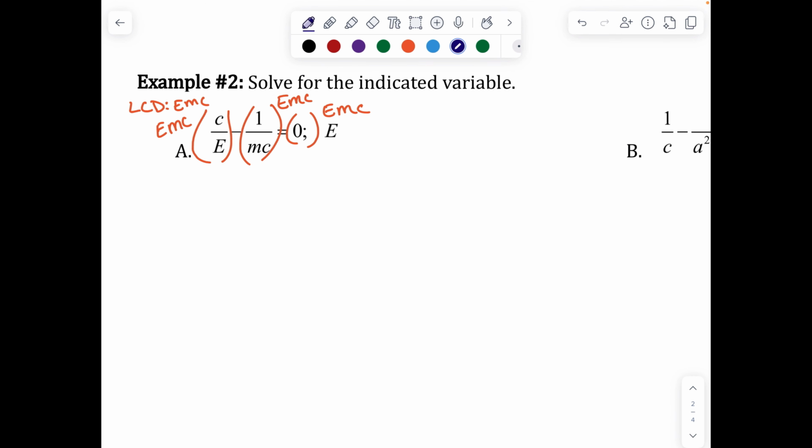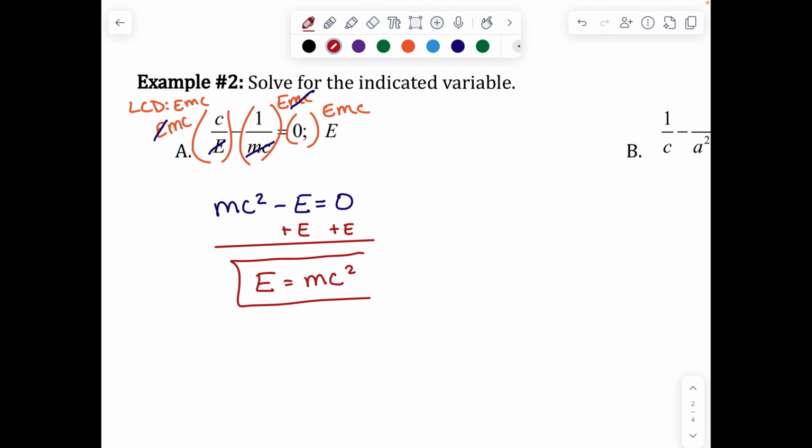So first one, we're going to cross out our E's. Those are gone. So MC times C, we're left with MC squared. Here on our second one, our MC's are gone, so we're left with minus E. And then 0 times anything is just 0. We are trying to solve for E, so all we have to do is add E to the other side. So we're really just left with E equals MC squared. So we're following the same exact rules that we were just doing prior, now just using it to solve something a little bit differently.